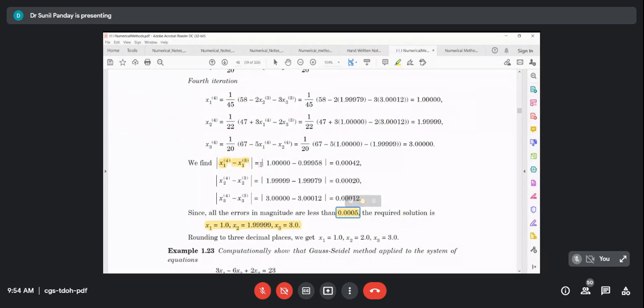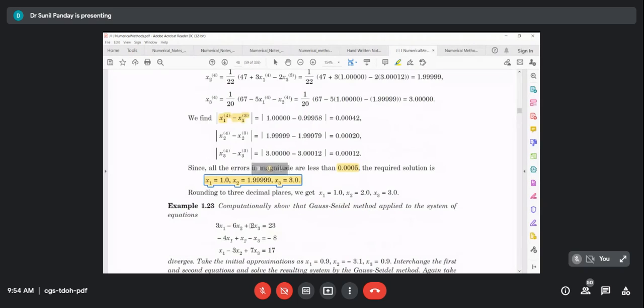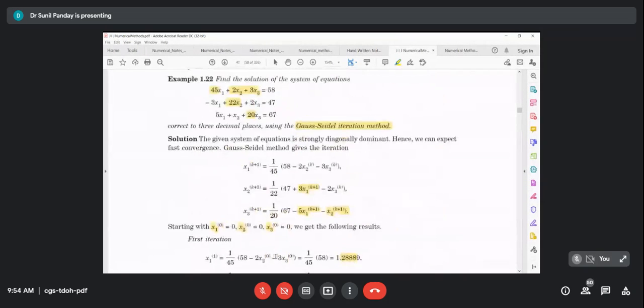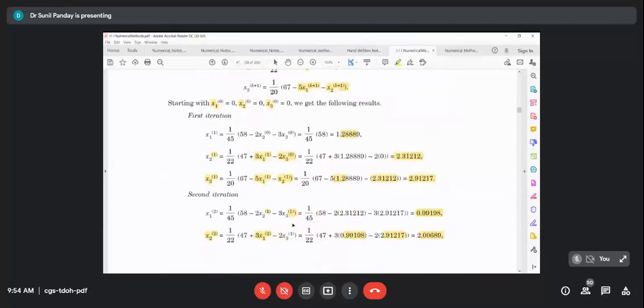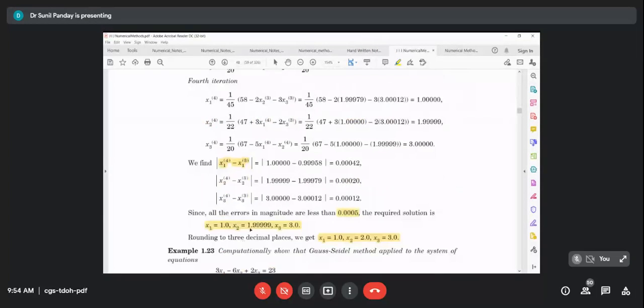If the difference between the two consecutive values of all variables is less than this value, then we will stop and we will assume that this is our approximated solution. But you can see that the exact solution is x1 equal to 1, x2 equal to 2 and x3 equal to 3. So if you use these instead of those, your right hand side has a little bit of difference, like they are not equal to 58 if you use these three values. So it means we are getting better approximated values.